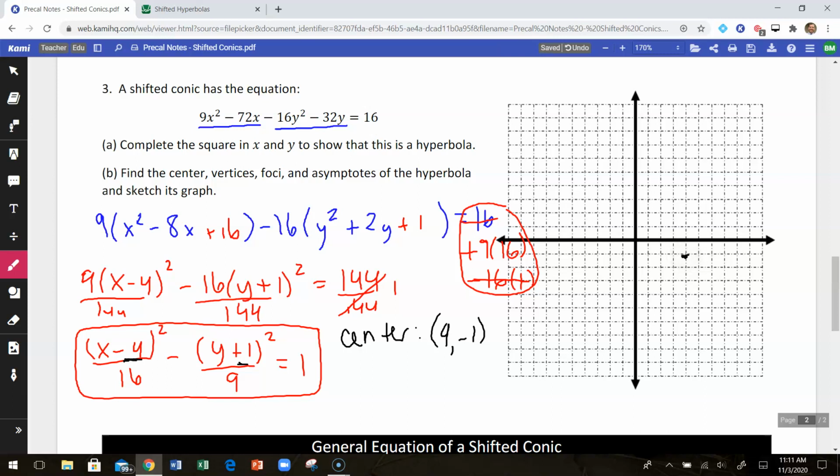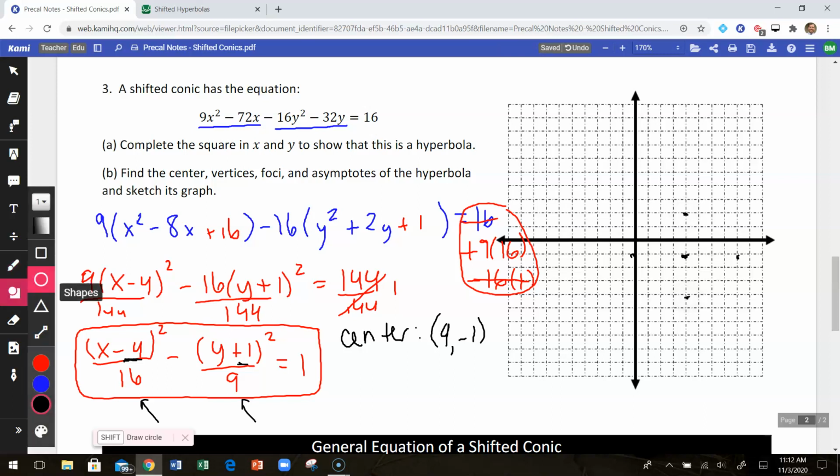And then remember, the next thing we did with the hyperbola is we drew that central box. So the central box is going to happen. We're going to go 4 out to the left and right from there. So go 4 and 1, 2, 3, 4. And then I'm going to go 3 vertically. 1, 2, 3. And 1, 2, 3. And I'm going to go ahead and draw that central box.